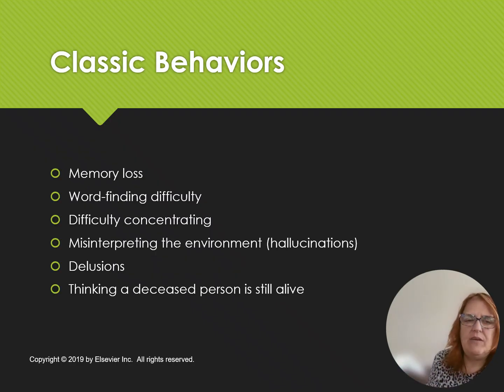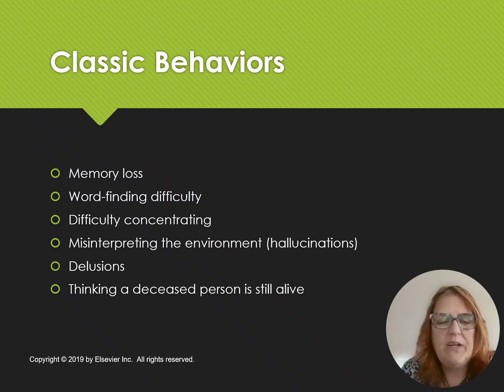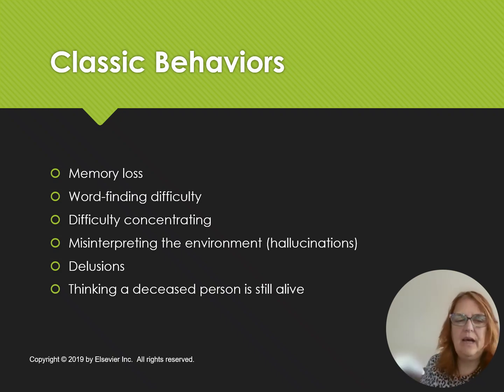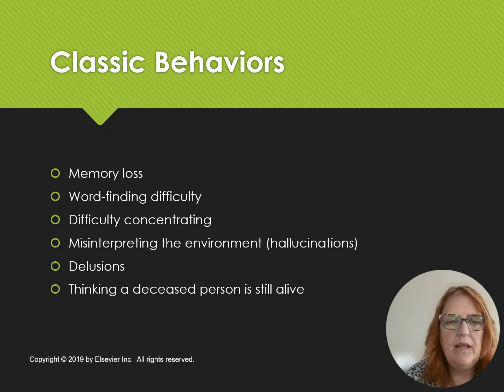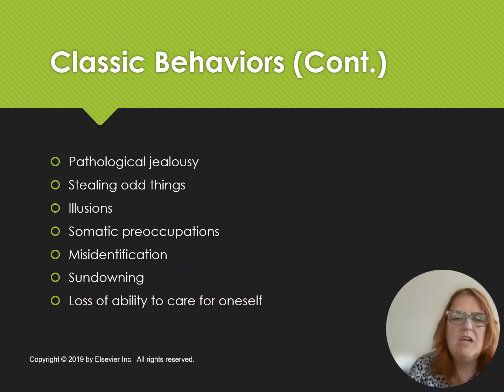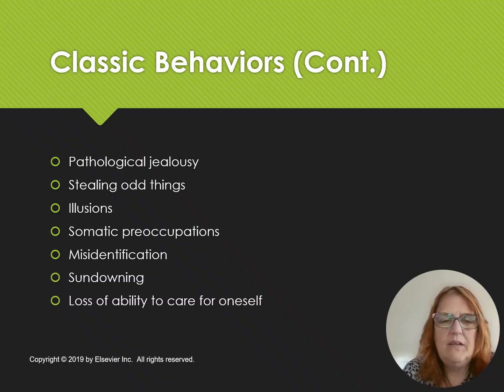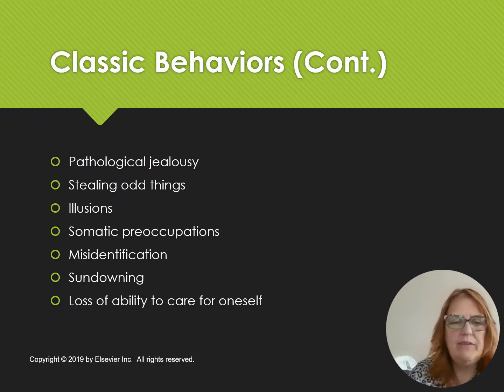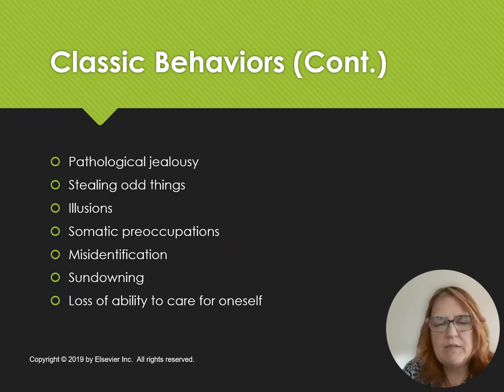Classic behaviors, again, are memory loss, difficulty finding words, difficulty concentrating, misinterpreting their environment, or sometimes hallucinations, delusions, and thinking a deceased person is still alive. They also could have pathological jealousy. They'll steal odd things. They'll have illusions, somatic preoccupation, misidentification, sundowning, which means they get worse in the evening, and loss of ability to care for oneself.